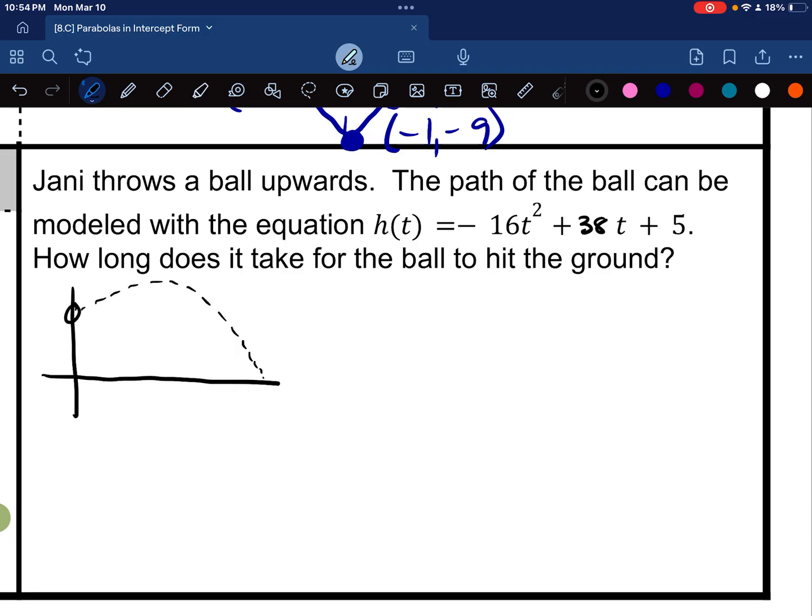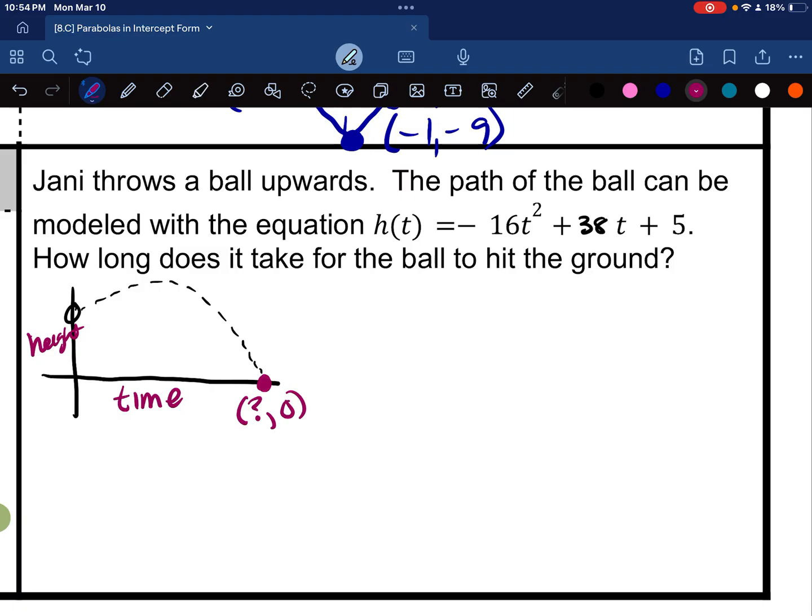It travels back down to the ground. Now, at this point right here is where it hits the ground. The x-axis is the time. The y-axis is the height. And they're wondering how long till it hits the ground. So what is that x value there?